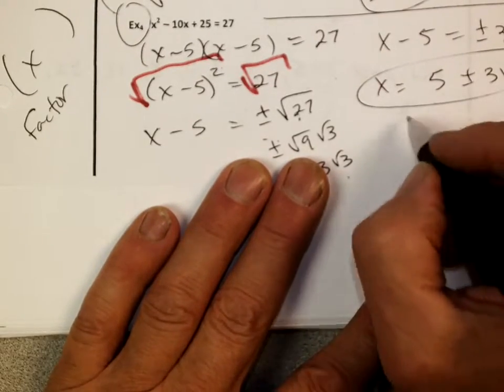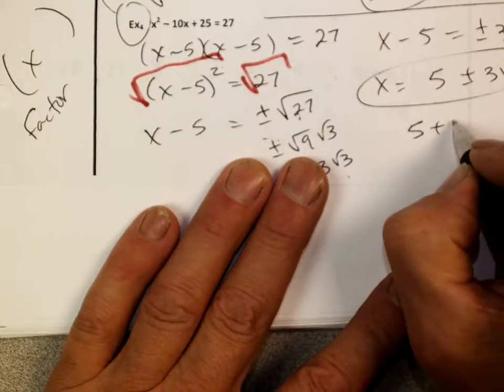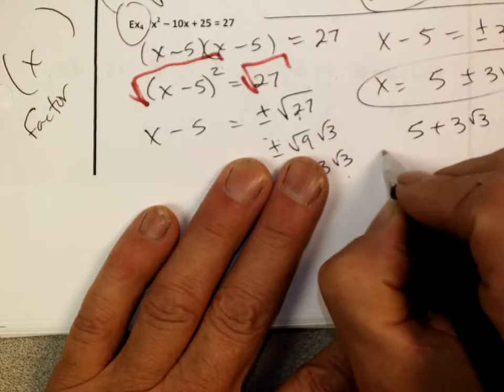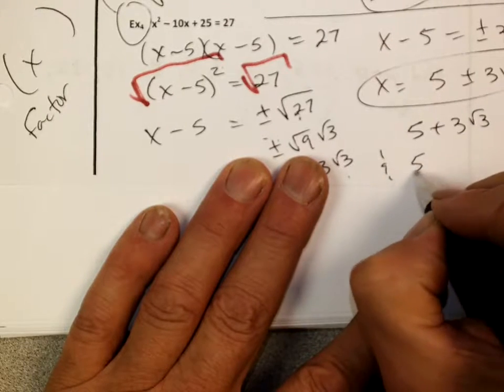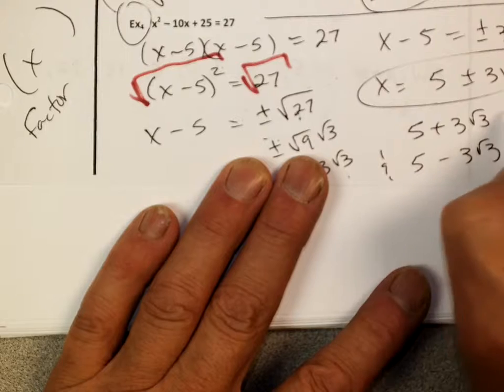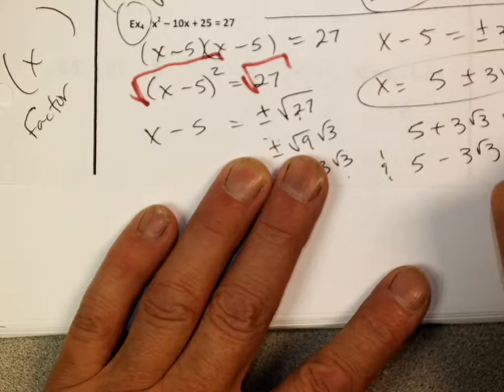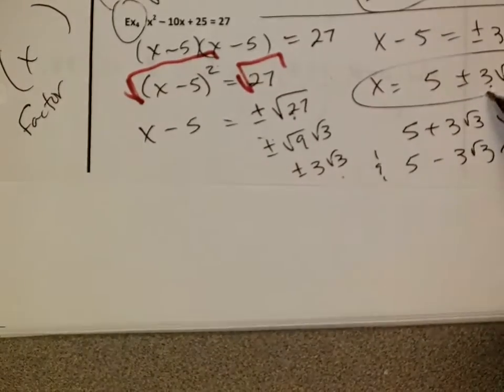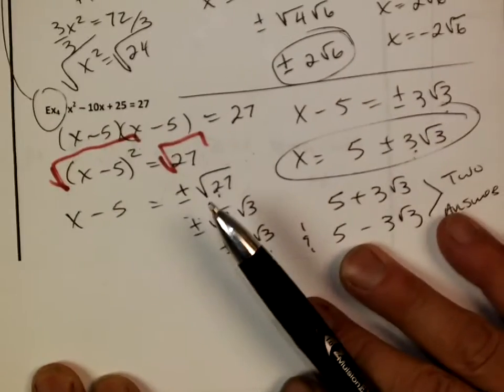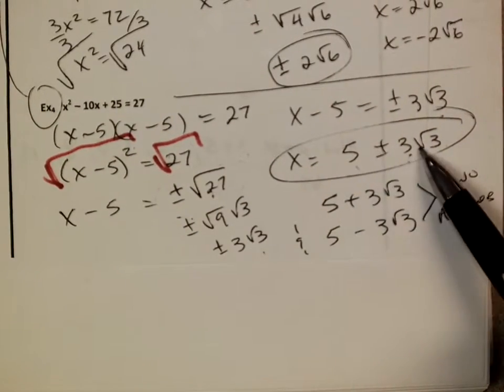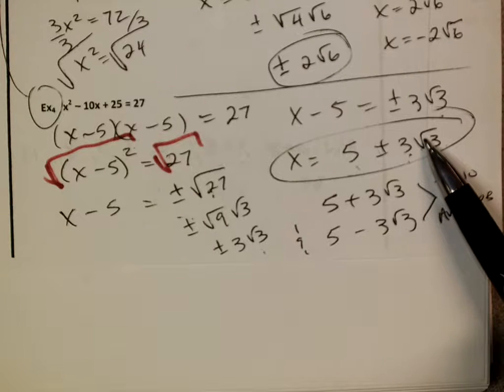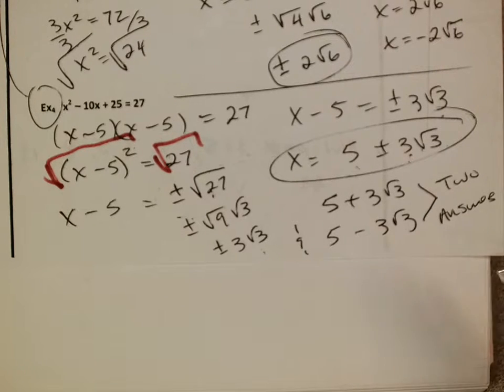If you wanted to see, they are 5 plus 3 square roots of 3, and the other answer would be 5 minus 3 square roots of 3. There are my two answers. But it's so much easier to write it like this. So much easier to write it as 5 plus or minus 3 square roots of 3. You guys agree with that? So I just leave it like that because it means both of those. All right, ready to turn the page?